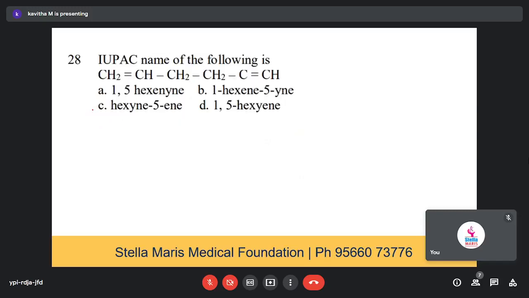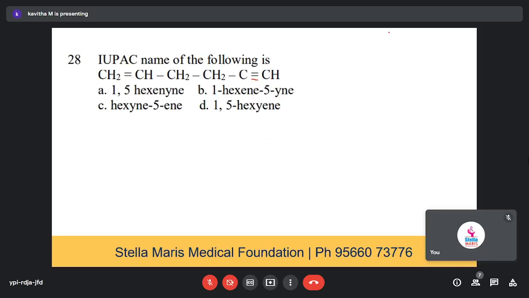What is the IUPAC name of the following? See here, in the last carbon, you'll have a triple bond. There, you'll have one more bond. This is the compound. So what is the name of this compound? Which should be given preference? The name should end at the triple bond. How should the numbering be, from left to right or right to left?